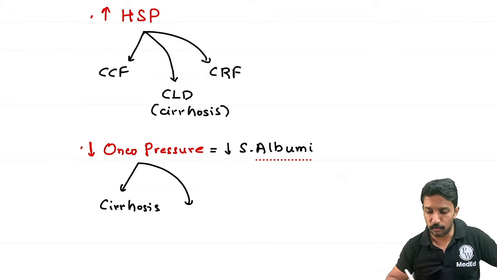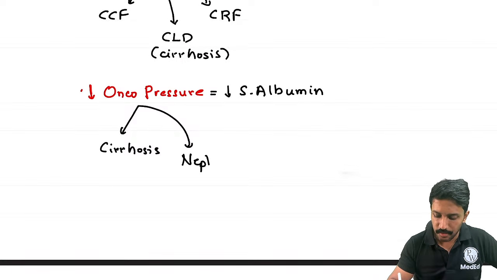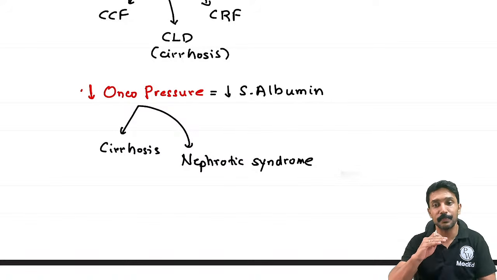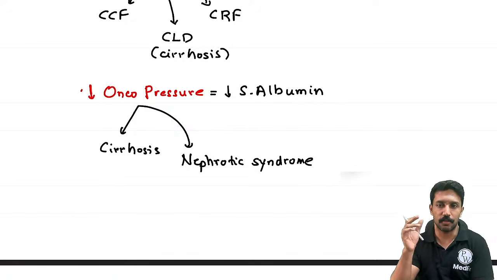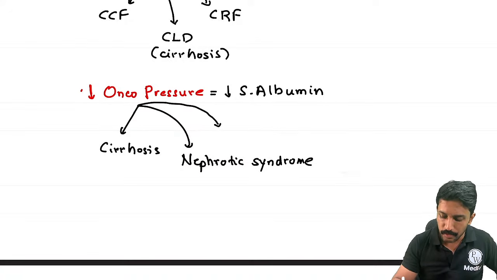There is decrease in albumin. Then I can have decrease in albumin in patients with nephrotic syndrome. Now, why am I losing albumin in nephrotic syndrome from my blood? Because at the level of kidney, there is proteinuria at a very high range, 3.5 grams per day or higher than that. So we have nephrotic range proteinuria. I can also have decrease in albumin.